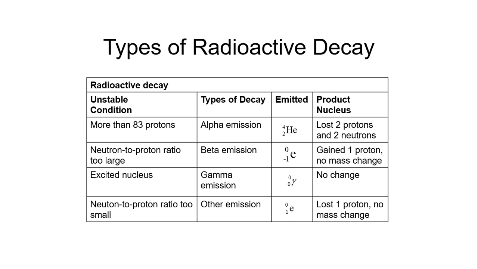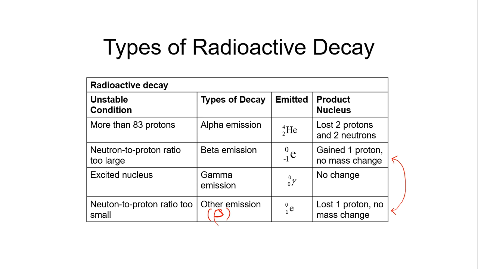Now here's one that is a little bit different that we haven't talked about yet. It's related to beta emission. In this case, the neutron to proton ratio is too small. When that happens, instead of gaining a proton, you lose a proton. Notice the similarities here. You lose a proton, which turns into a neutron. So there's no change in mass.